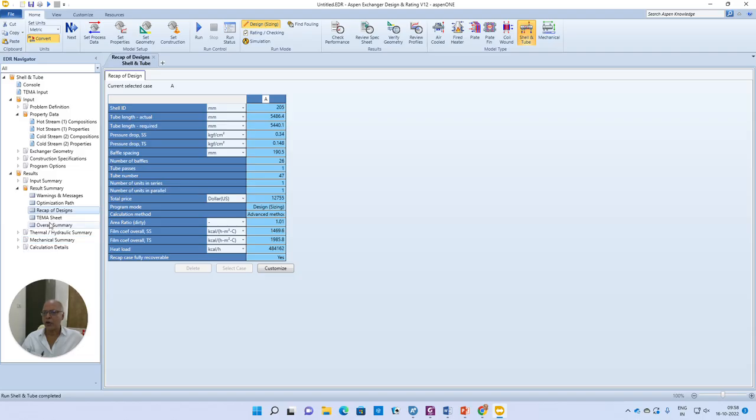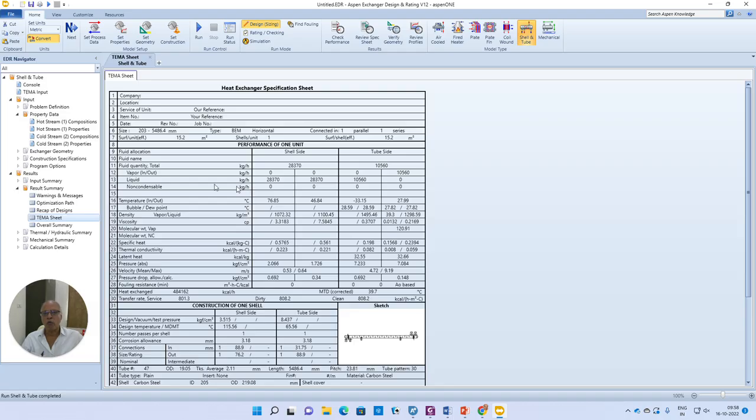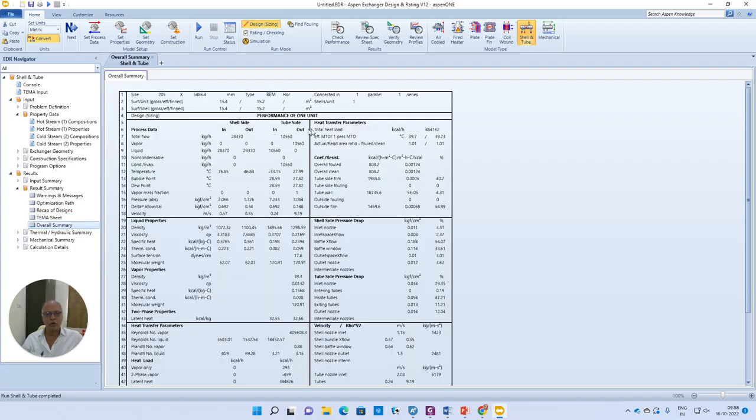Okay, and you can see all the results of your design in a particular format known as TEMA sheet, Tubular Exchangers Manufacturers Association. So whatever details that you want as far as this particular exchanger is concerned is available in a particular form. Similarly, there is another format, overall summary. You can also probably get all the design details in this particular format.